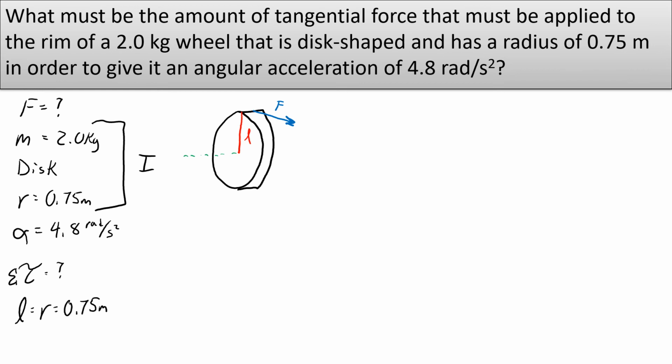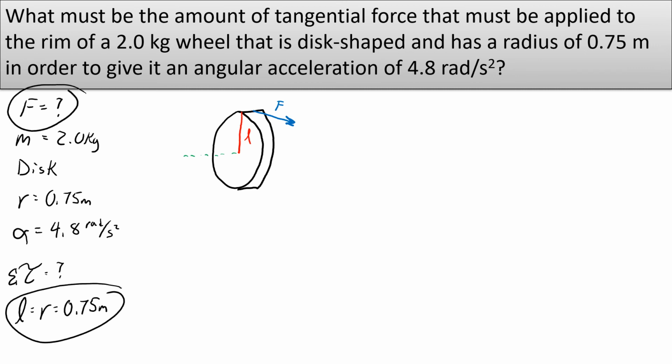I'm getting way ahead of myself, but that was part of my explanation of our game plan. So the game plan is to find the moment of inertia, use that moment of inertia and the angular acceleration to find the net torque. And then once we know the torque, we'll be able to use the lever arm to calculate the force, because torque is equal to FL. Okay? So that's the idea.